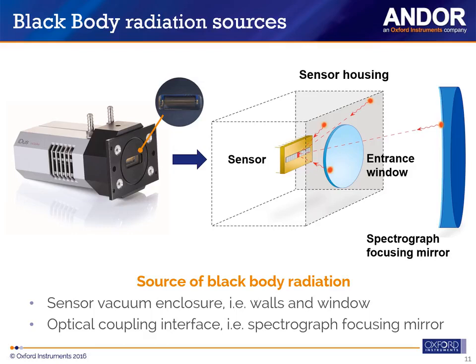And then the sensor is also facing, in spectroscopy, optics within the spectrograph, so the focusing mirror and anything on the optical path. All of these components are sources of blackbody radiation, and all of these have to be considered whenever you're talking about the dark noise of the acquisition.